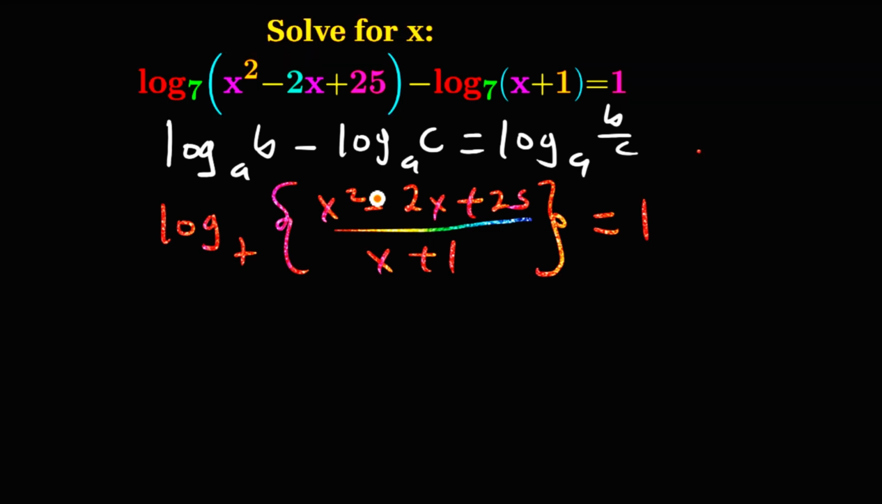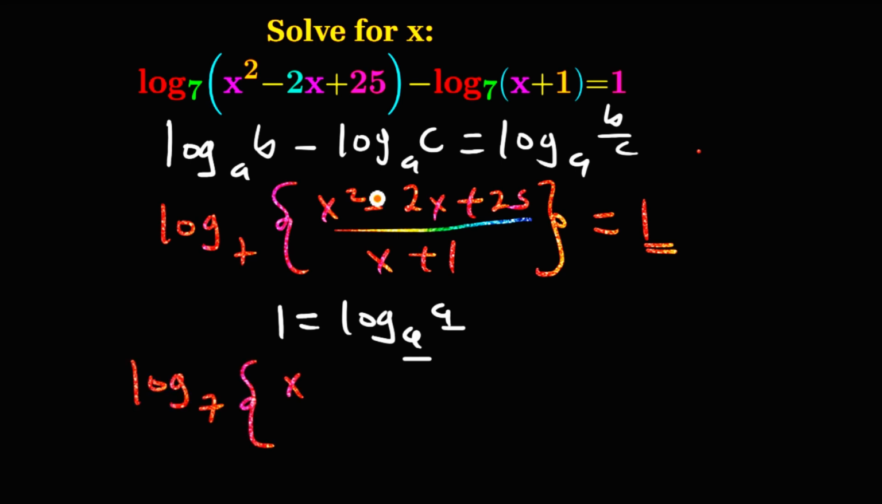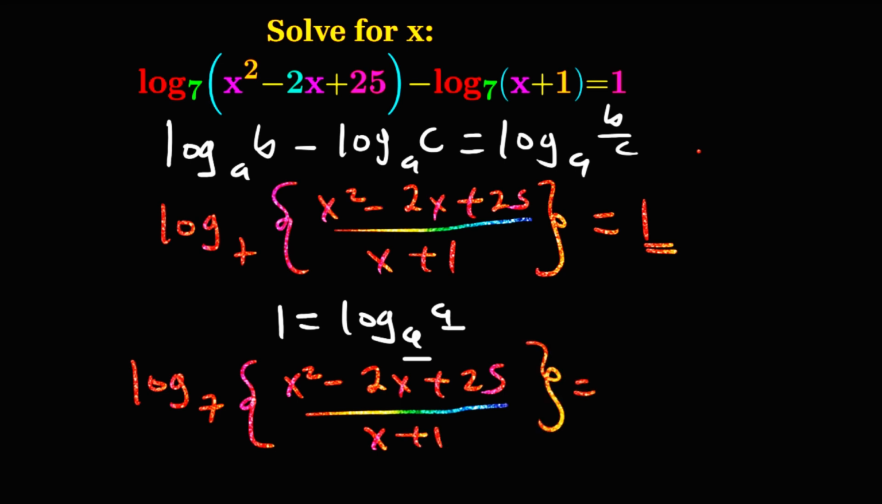Now we want to make sure that we're only dealing with logs, so we can write 1 as a log using the relationship: 1 can be written as log to base a of a. If the base and the number are the same, that log is 1. So we have log to base 7 of (x squared minus 2x plus 25) over (x plus 1) is equal to log to base 7 of 7.